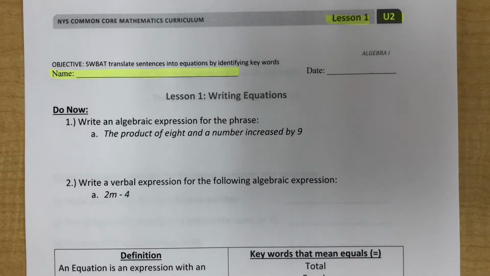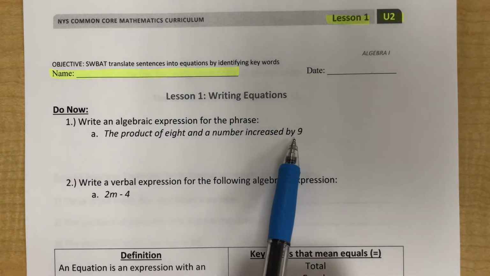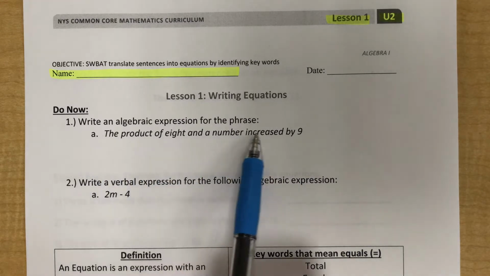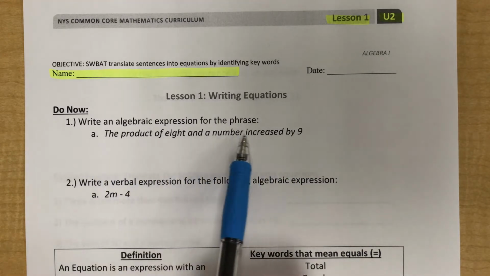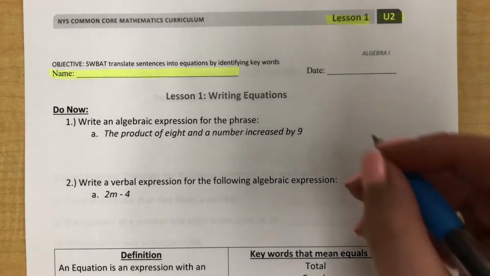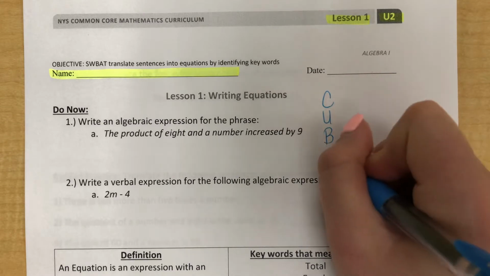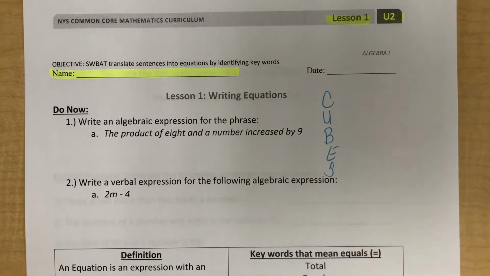So as I look at the do now, it says write an algebraic expression for the phrase, the product of 8 and a number increased by 9. There's a strategy that we're going to teach you when it comes to changing this word form of a number sentence into a number form instead. And we're going to call that CUBES. I'm going to write it on the side. C-U-B-E-S. It's called cubing the question.